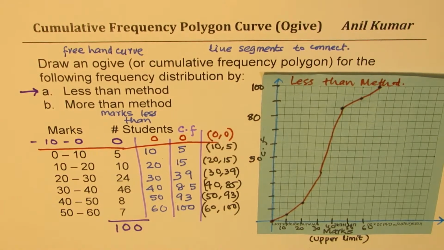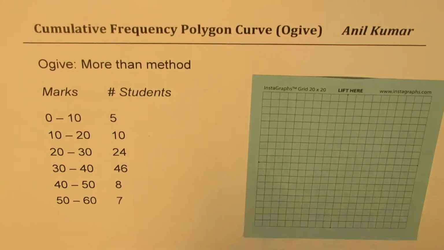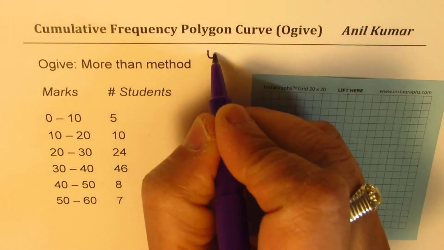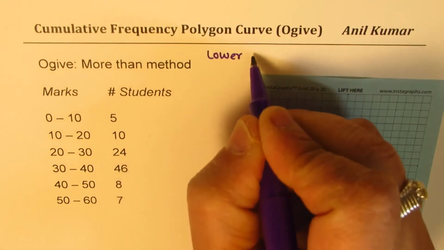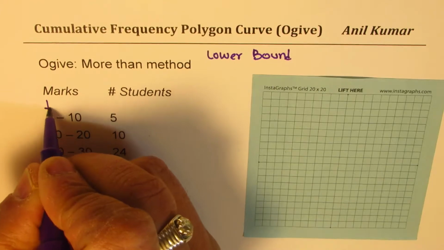Correct? So I hope the steps are absolutely clear. Right? Now we'll take up the more than method in part 2. Now let us use the same data to sketch the ogive for more than numbers, right? So that is called the more than method. So in this case, we'll take the lower bound. So we are interested in these values.